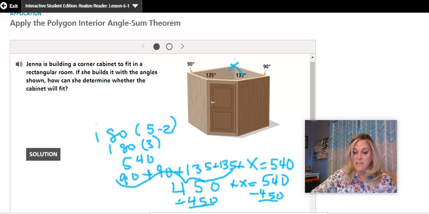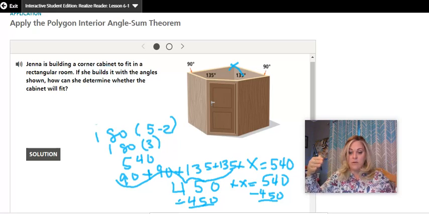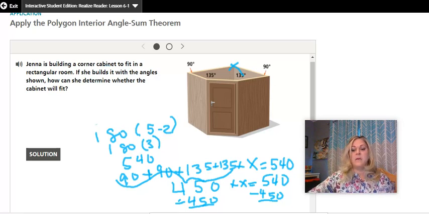Will this angle be a 90-degree angle? If it's too big, if it's larger than 90, it won't fit in a rectangular room. If it's smaller than 90, it might fit, but it might look a little bit weird, but it could fit. But we want it to hopefully be exactly 90. So try to figure that one out.